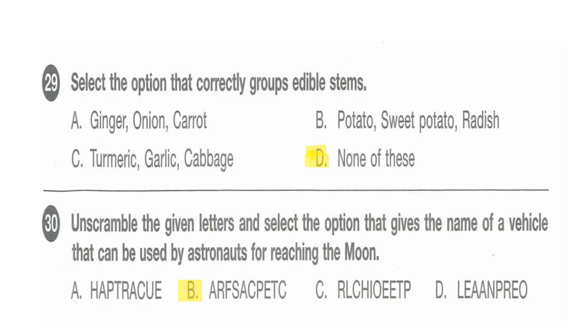So if you arrange the given letters to form a word, we would get spacecraft. Hence, the answer is option B, and the spacecraft is the name of a vehicle that can be used by astronauts for reaching the moon. Answer is option B, which says spacecraft.